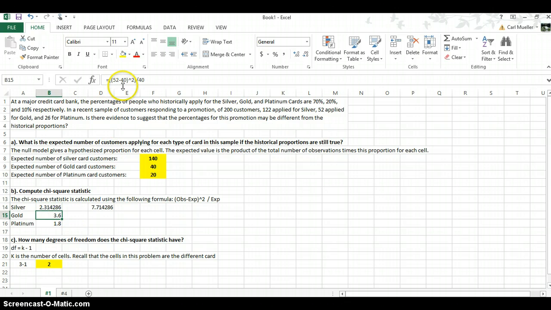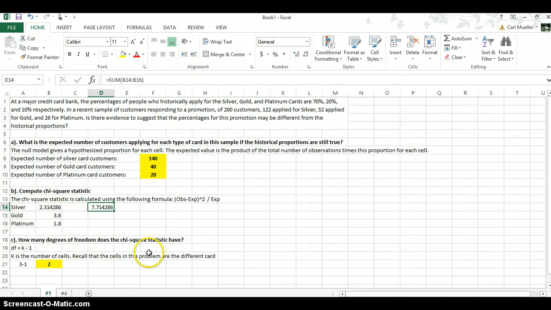Similarly, 52 minus 40, squared, divided by 40. And for platinum, 26 minus 20, squared, divided by 20. You can tell as you're going along, 26 platinum here, 10%, the 20 here. So that's how you get that. And we add them up, and it gets to 7.7. So you add up all the chi-squares.